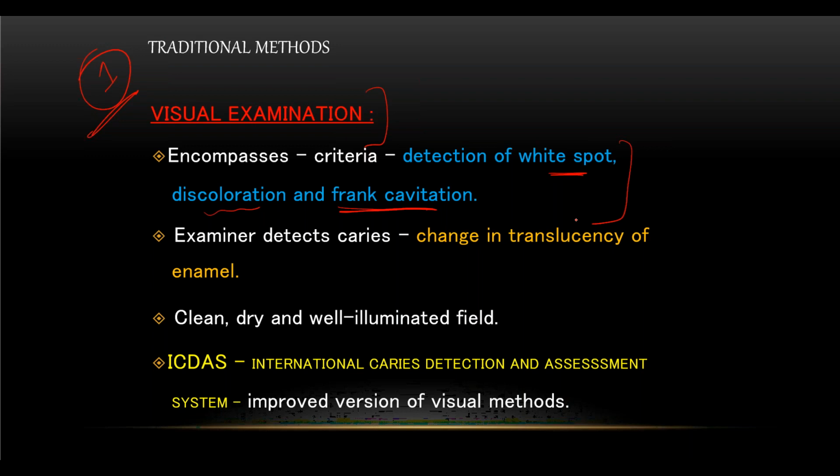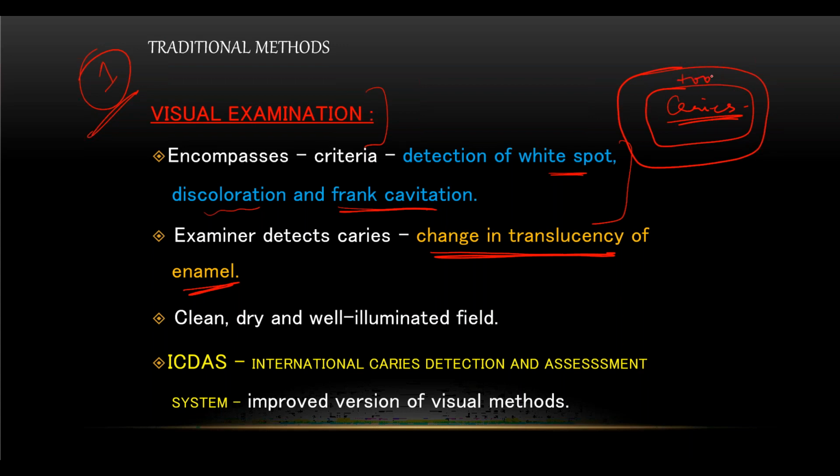The examiner detects the caries because there is change in the translucency of the enamel. So how is it that your caries part looks different from the normal tooth? This is your normal tooth, but your caries part looks different. There is discoloration, there are some white spots over here. Why is it so? Due to destruction of apatite crystals. Demineralization of the enamel, yes, that is the caries process.